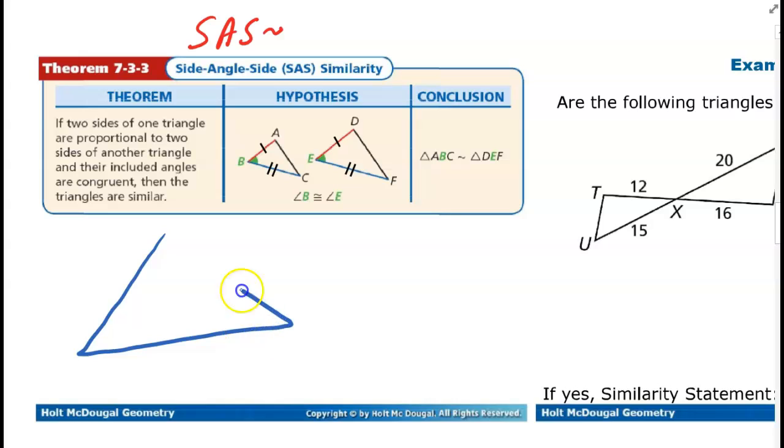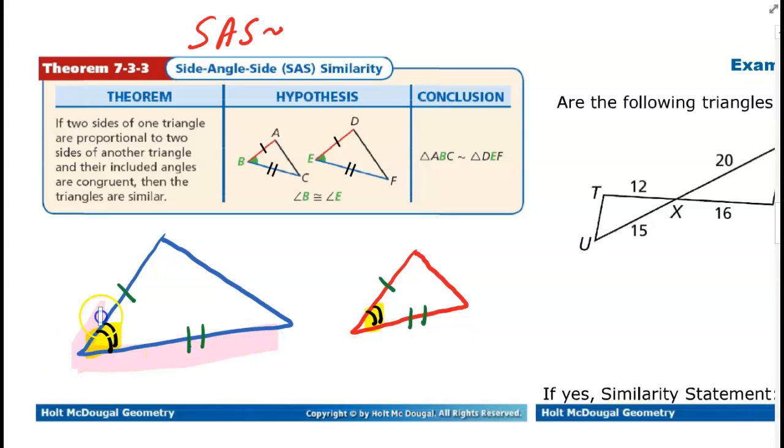So for clarity, I'm going to draw this here. I'm going to make the blue triangle. I'm going to scale it down to this red triangle. And for clarity, I need two sides to be proportional, and then the angle between the two sides that I am marking, that angle that I'm highlighting here in yellow, notice it is between the two sides that are given. I'm highlighting those in pink. If the sides are proportional and the angle is the included angle, then the triangles are similar.